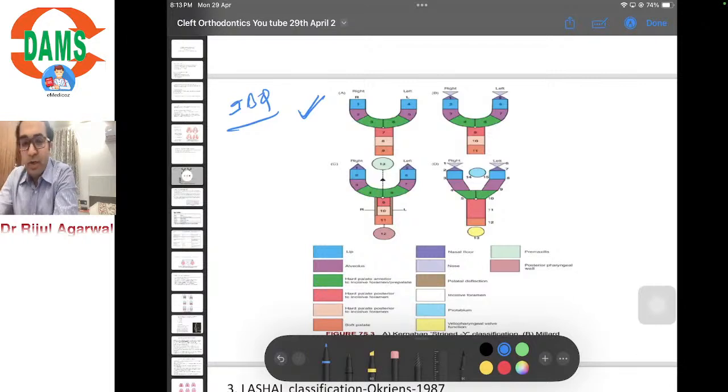Please note, they are not going to ask you to classify the cleft, or ask you the numbering or something like that. So just remember this diagram and its association with the classification system of cleft lip and palate.